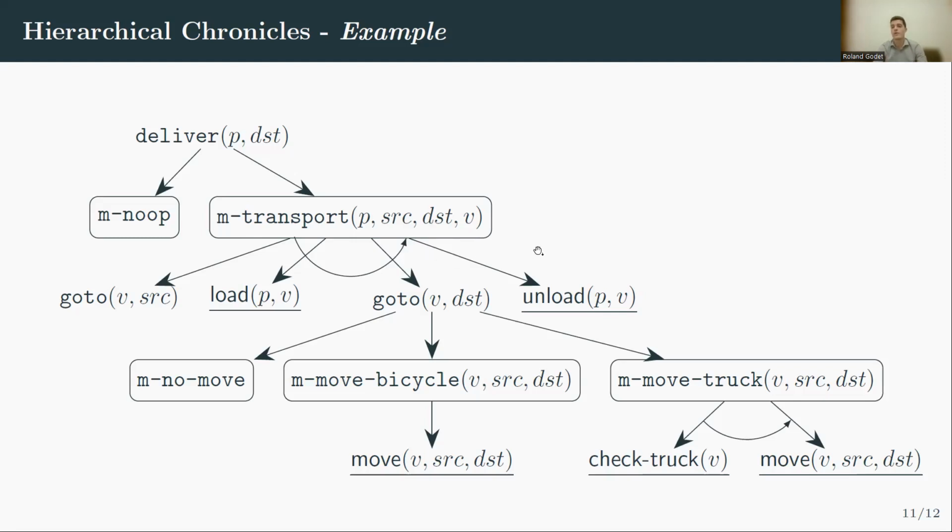And now, if we want to check the truck before a moving action, all we have to do is to create the check truck primitive action and add it to the subtasks of the move truck method, with some constraints to order it with the move action. It is very simple now.